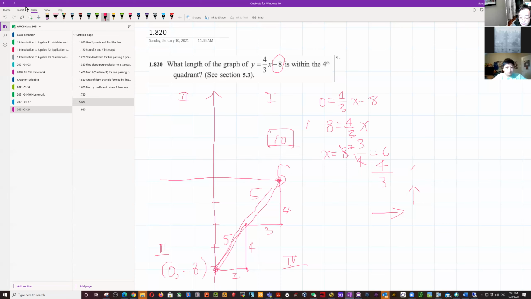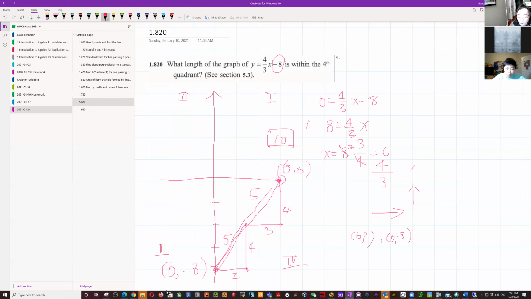So here I got (6, 0). Given those 2 points, I can calculate. Just by doing this, I can calculate it out because I know that 3, 4, 5 is a right triangle with 5 as the hypotenuse, and the 2 legs are 3 and 4. But if you are given those 2 points, one is (6, 0), and the other is (0, -8).